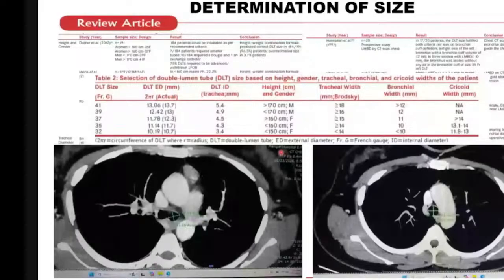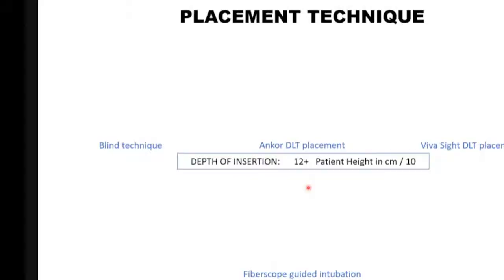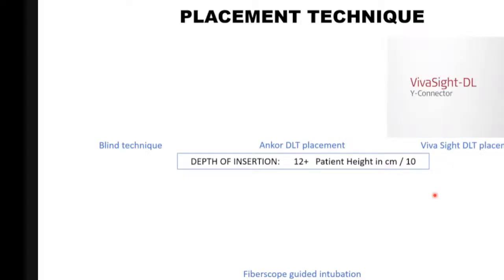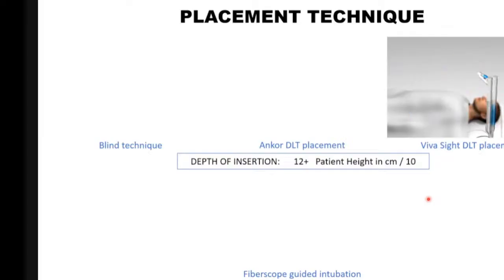Coming to Vivasite DLT, in Vivasite DLT, there is a camera, and this camera is a video scope. So after suctioning, we place the tube with a scope, and then the inbuilt camera helps us to put the tube on the left side or on the right side. This tube is pretty costly and it is not easily available.